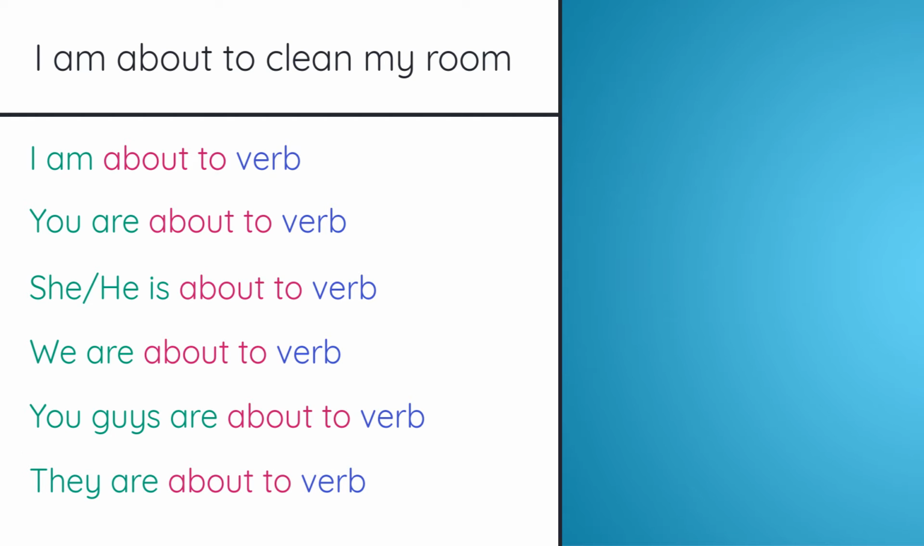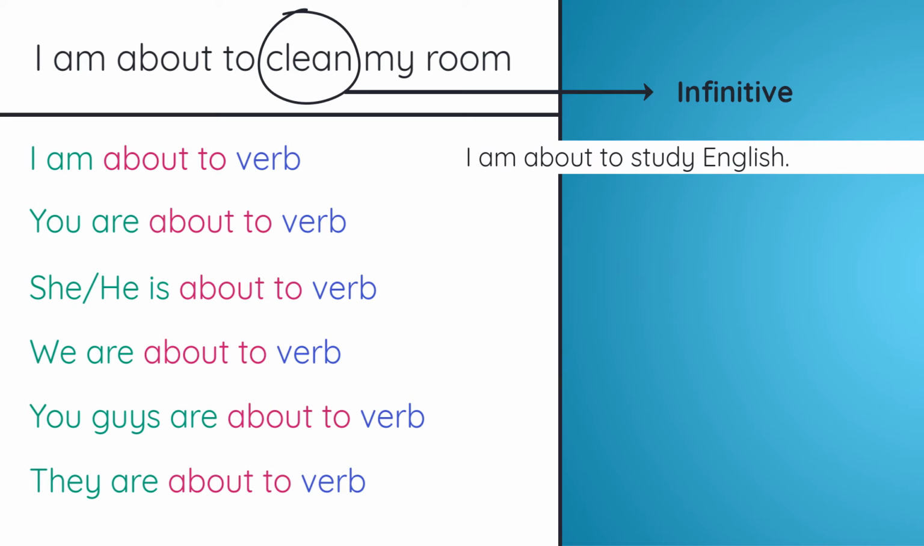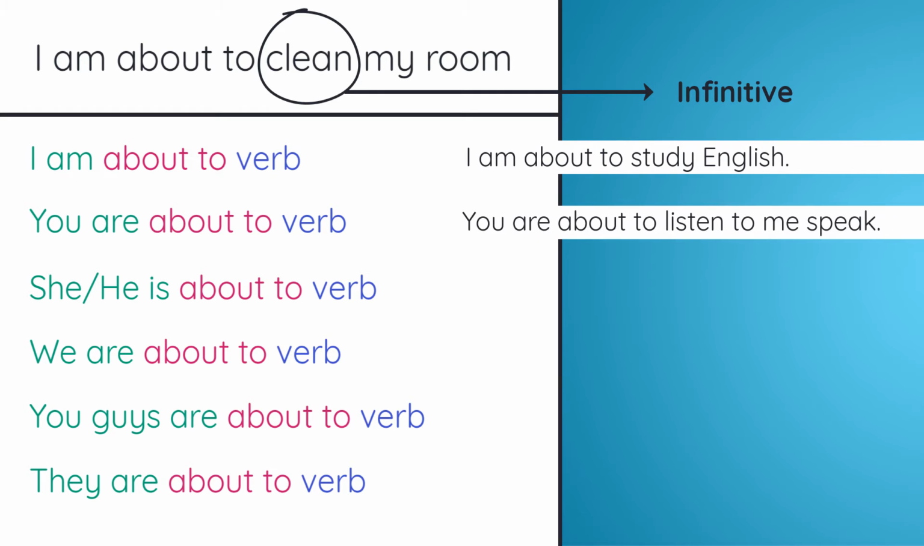So what can we do with the verbs here? Well, if you look up here, I have I'm about to clean my room. We keep the verb in the infinitive in this case. I am about to study English. You are about to listen to me speak.